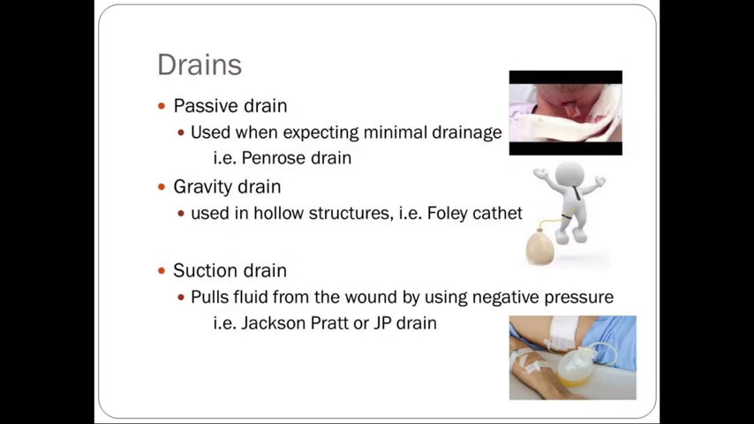Passive drains are used for smaller incisions and those that the surgeon does not expect a lot of drainage. For example, when removing wisdom teeth, a passive drain may be used. Another type is a gravity drain that is inserted into a hollow structure, for example, a gallbladder. Suction drains are used with a reservoir and use negative pressure to pull fluid from the drain.